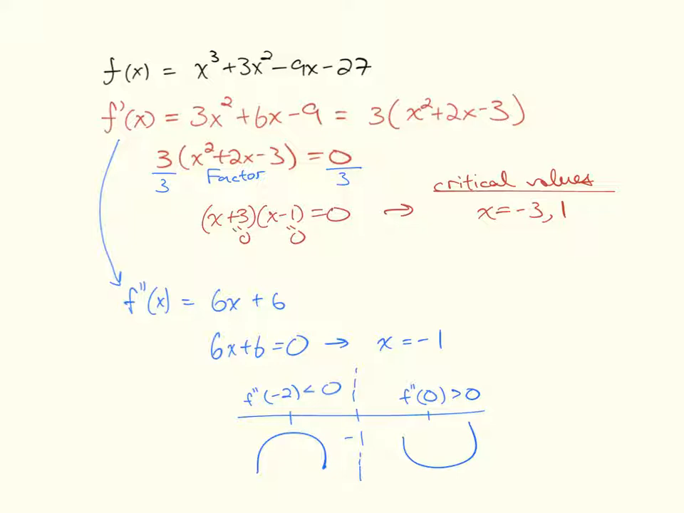And since the concavity changes at this x value, and this is not a discontinuity, then there's a point of inflection at x equals -1. And we can get very specific with this by taking this x value and substituting it back into the original function to get an ordered pair of (-1, -16). So here is the point of inflection.